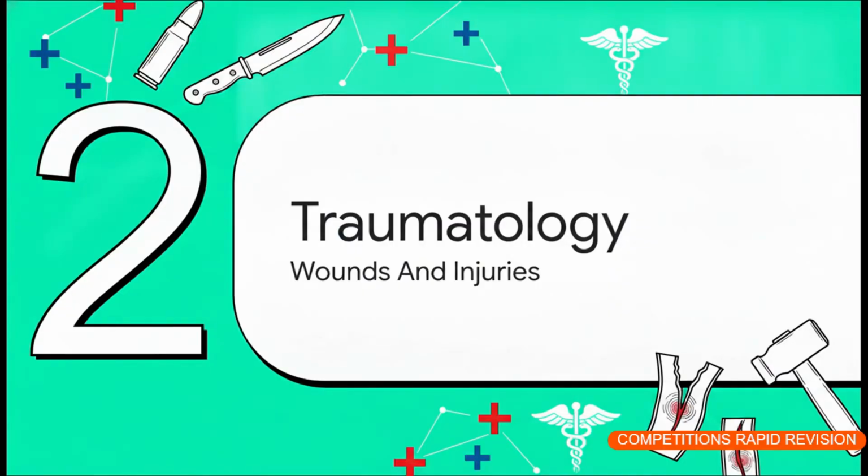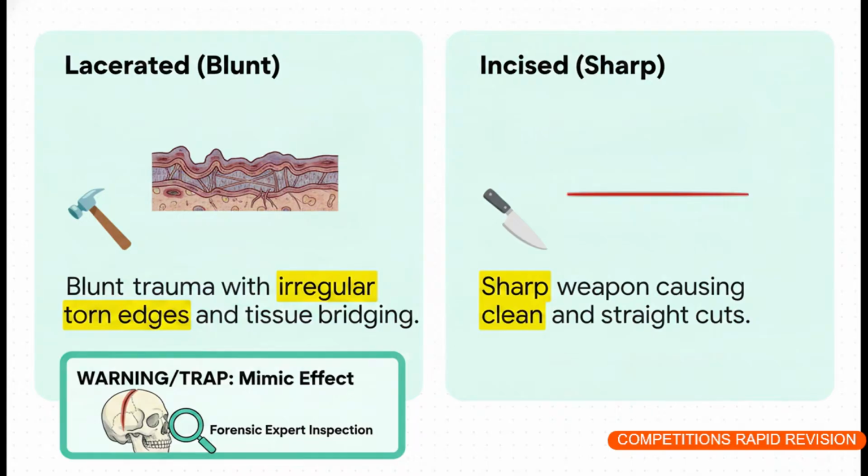Moving aggressively into Section 2, Traumatology. We need to clear up some major medico-legal confusion between weapon types and wound margins. Okay, so lacerated means a blunt object causing ragged edges, irregular tearing, and crucially, tissue bridging. Incised, on the other hand, means a sharp weapon with clean cuts where the edges oppose neatly. But guys, be aware of the examiner's trap here.